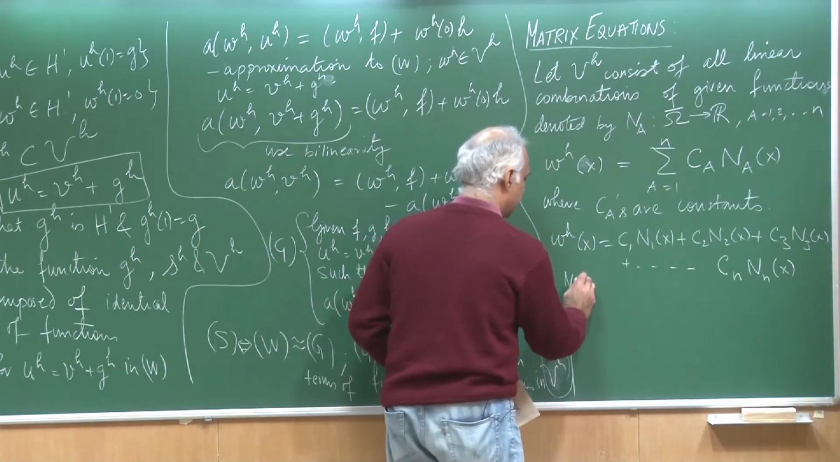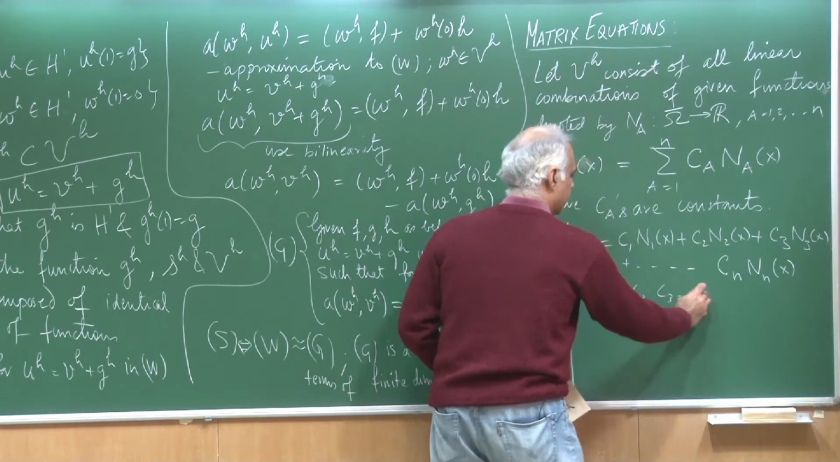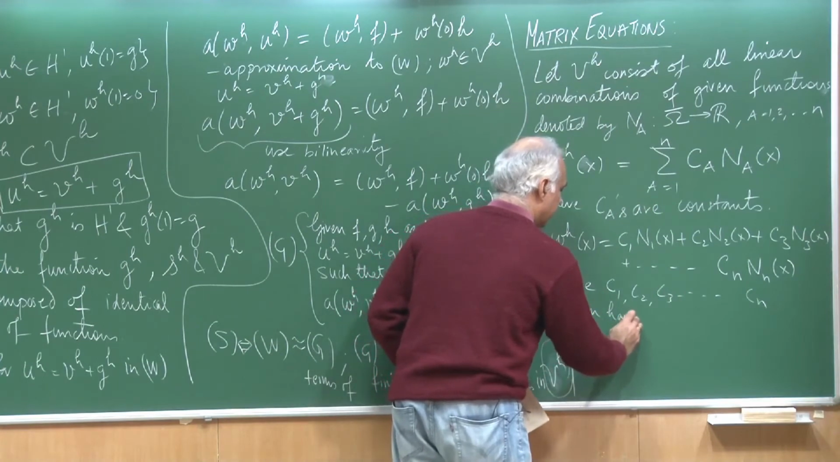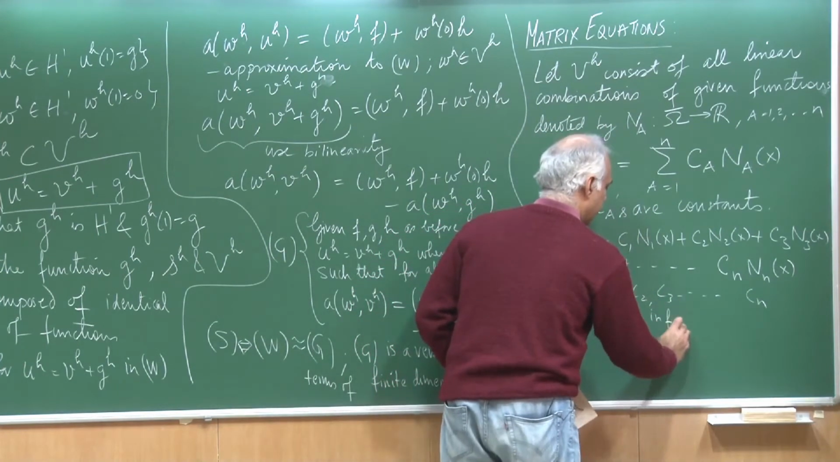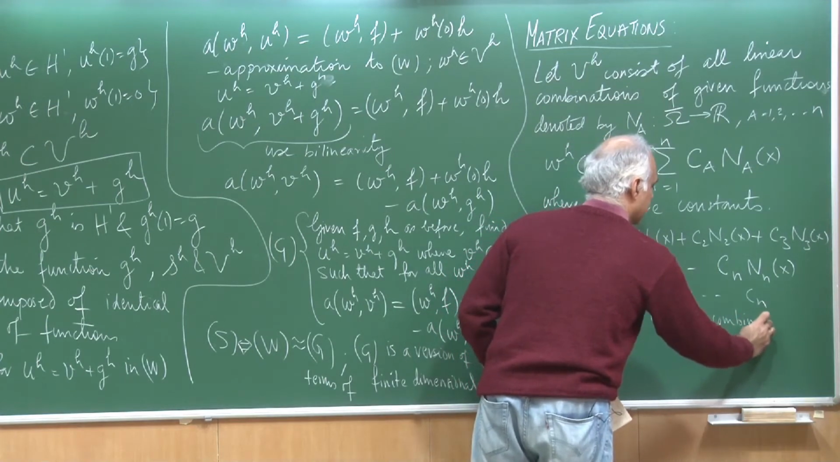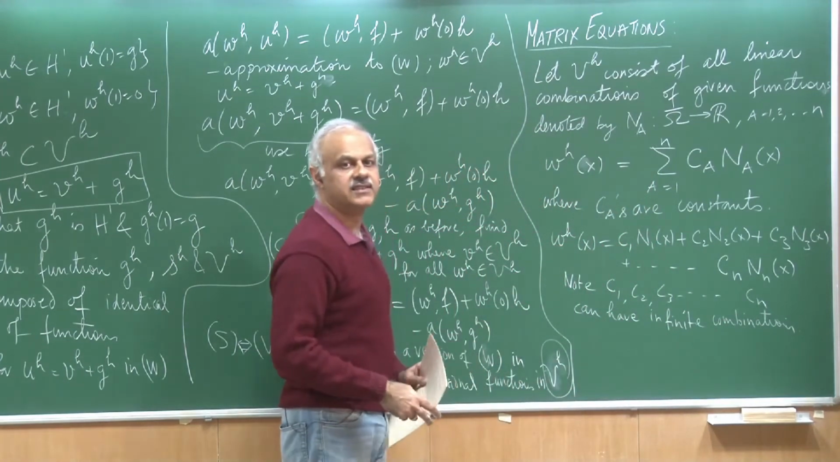So note C1, C2, C3, Cn can have infinite combinations. So in that sense I have an infinite number of functions Wh.